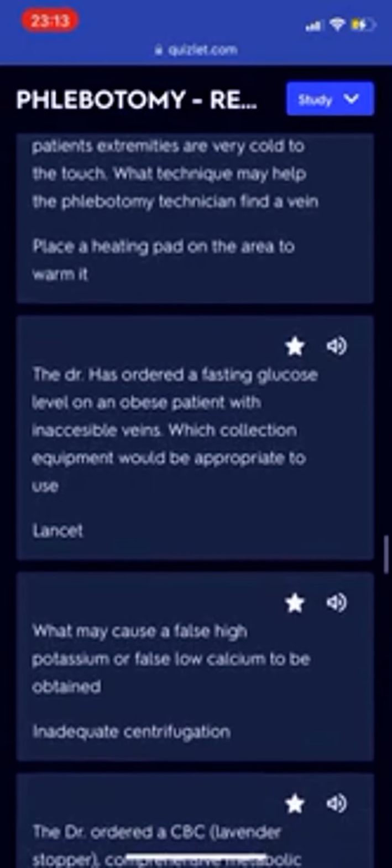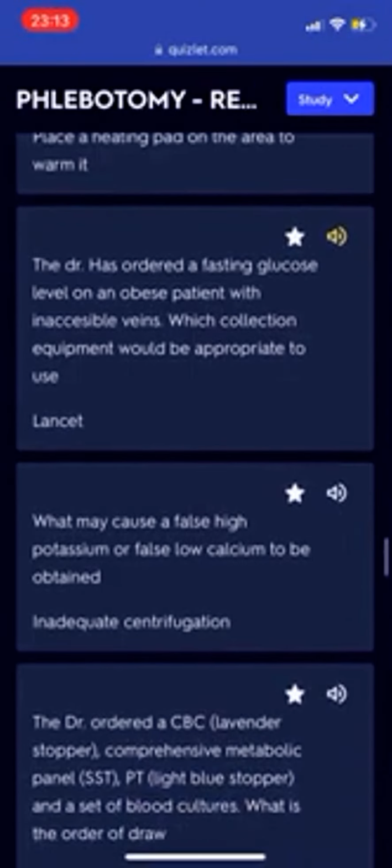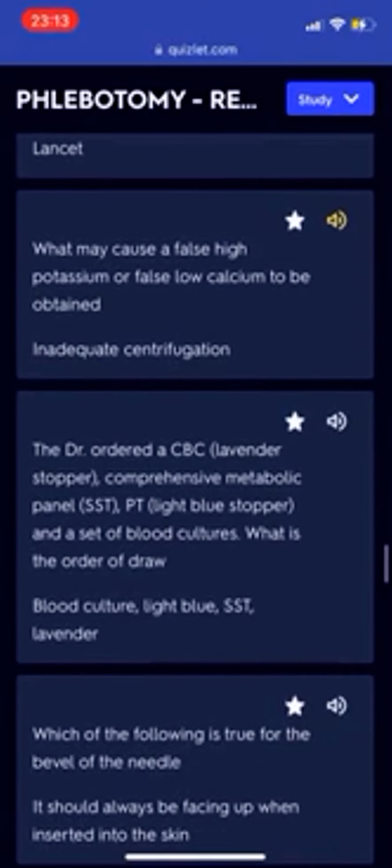Place a heating pad on the area to warm it. The doctor has ordered a fasting glucose level on an obese patient with inaccessible veins. Which collection equipment would be appropriate to use? Lancet. What may cause a false high potassium or false low calcium to be obtained?